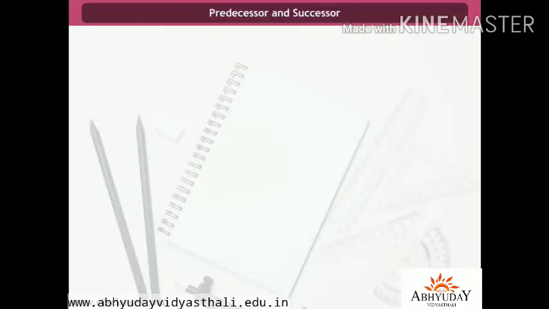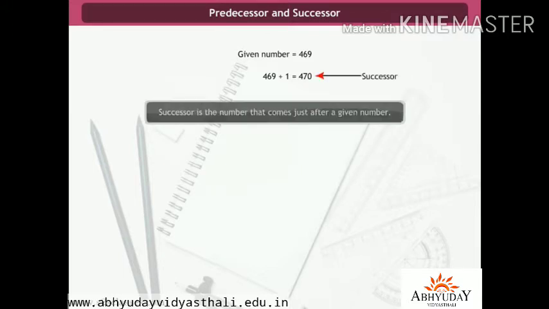Predecessor and successor. Given any natural number, we can always get the next natural number simply by adding 1 to the given number. For example, the next number to 469 will be 469 plus 1, that is 470. We say that 470 is the successor of 469.